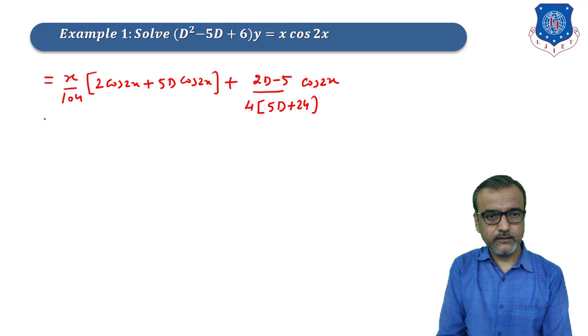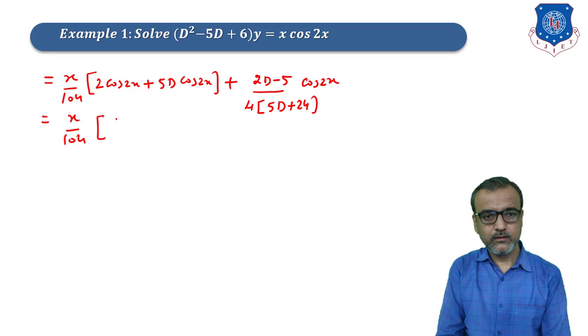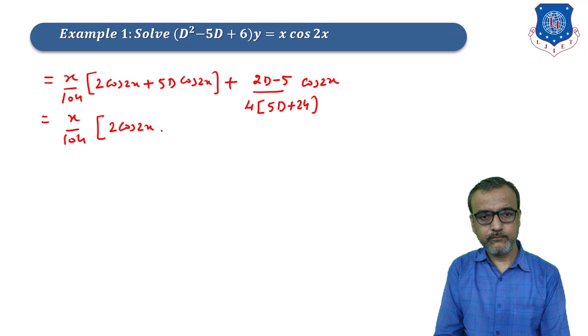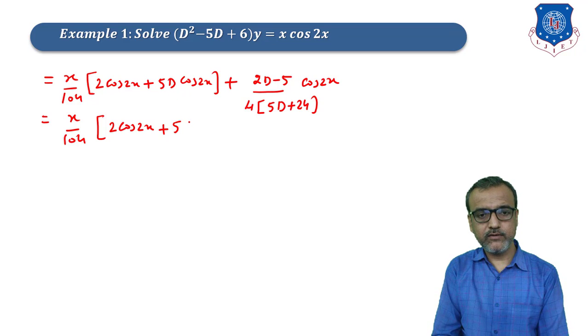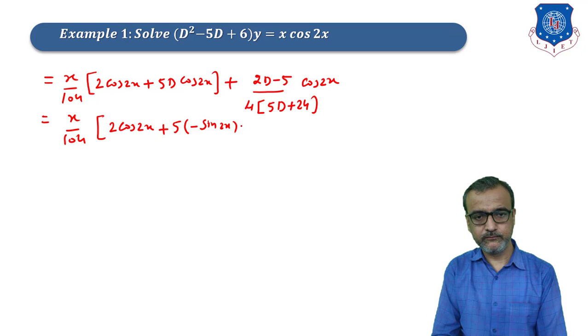This is equal to x upon 104, 2 cos 2x will be as it is, plus 5 d of cos 2x. It means the derivative of cos 2x, that is minus sin 2x, and in place of x we have 2x, so again we will differentiate 2x with respect to x. 2 will be as it is and the derivative of x is 1.